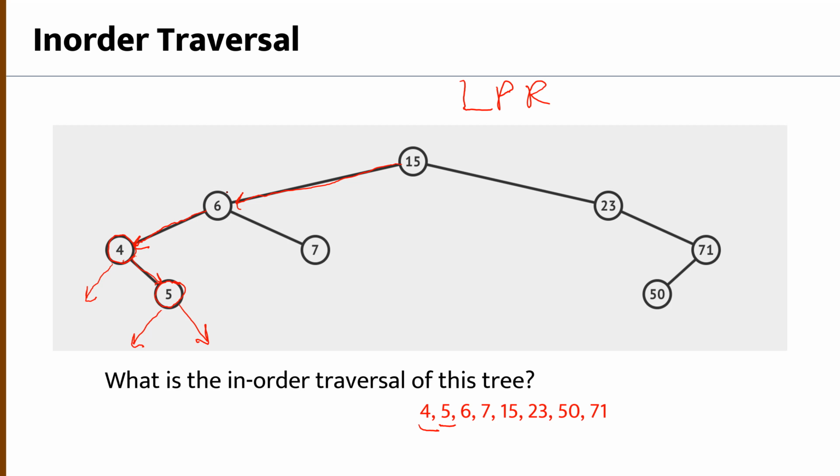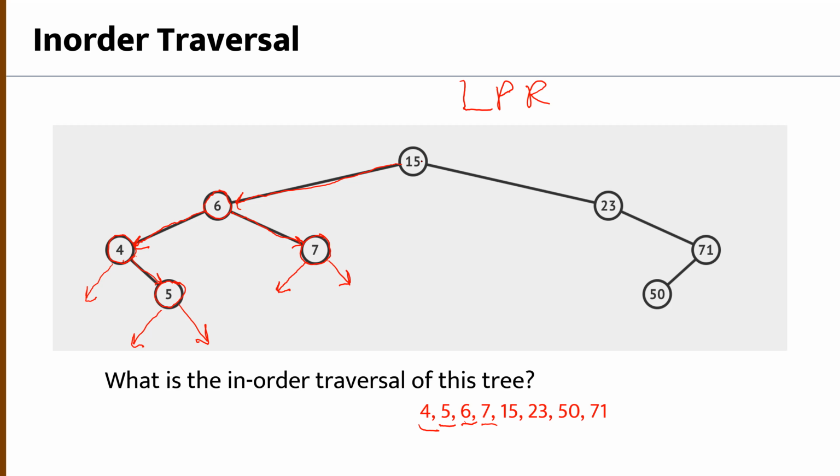And then so now we'll trace back up to 6. Since we've already visited 6's left subtree, we'll be able to print out 6. And then after printing out 6, we'll want to traverse right. So we're at the 7 now. At 7, we want to traverse left. There's nothing there, so we will be printing out the parent, which is 7. And then we'll want to traverse right.